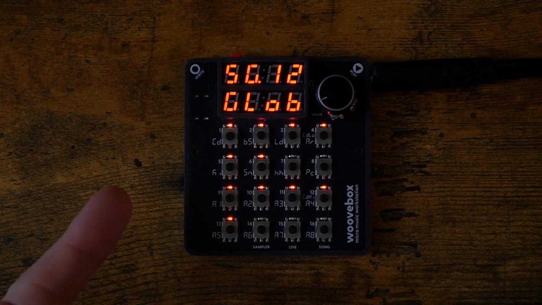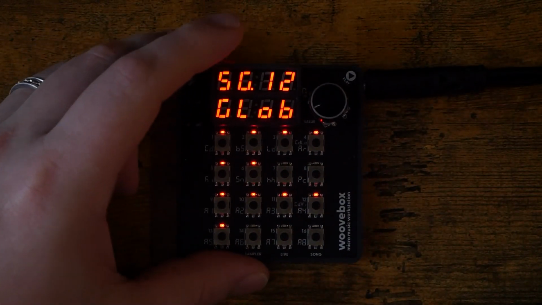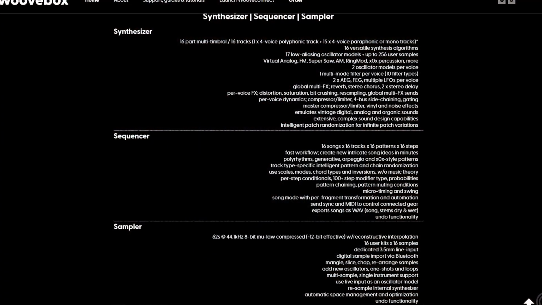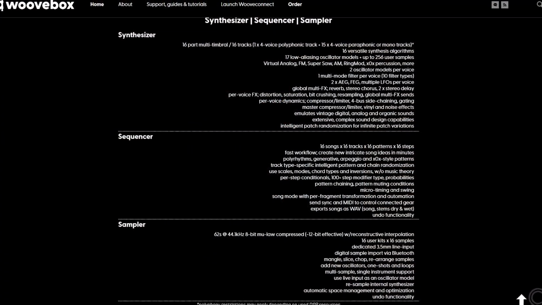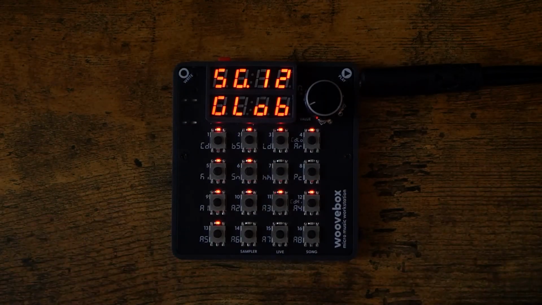Let's get started. This is the Woovebox. It's a little 16-track groovebox with synthesis and sampling. It can be had for $250, and it has an insanely long feature list, not just for its price, but also for its size.